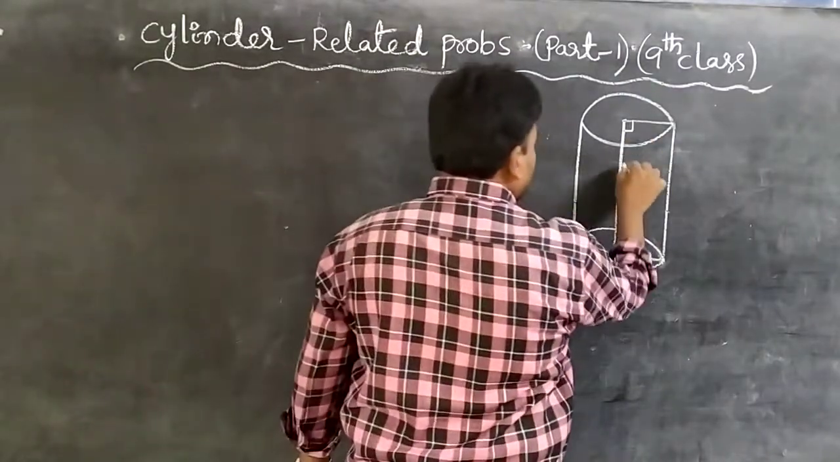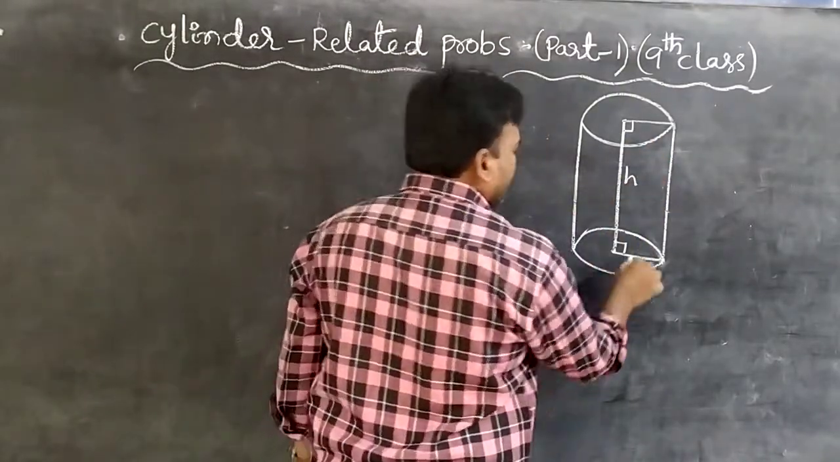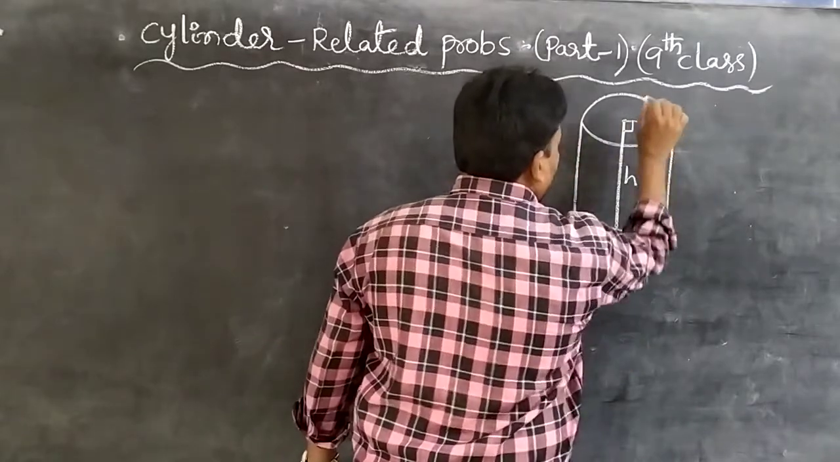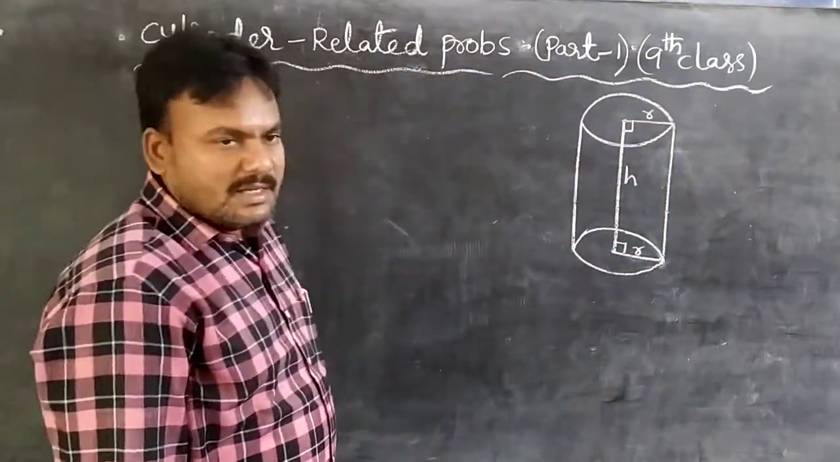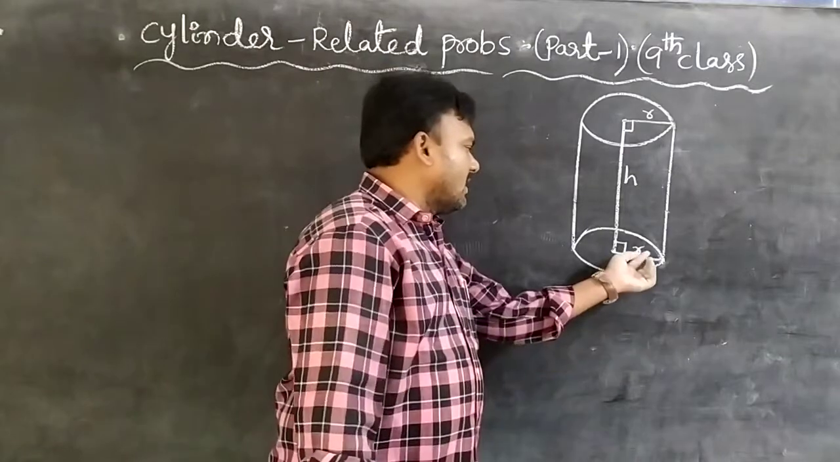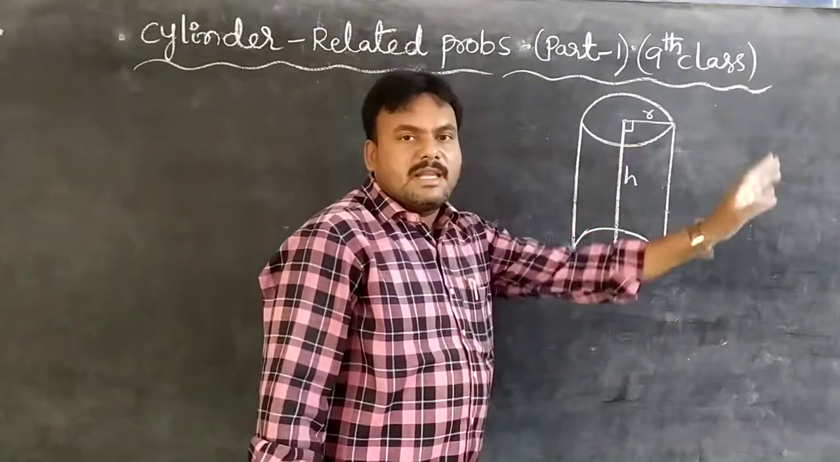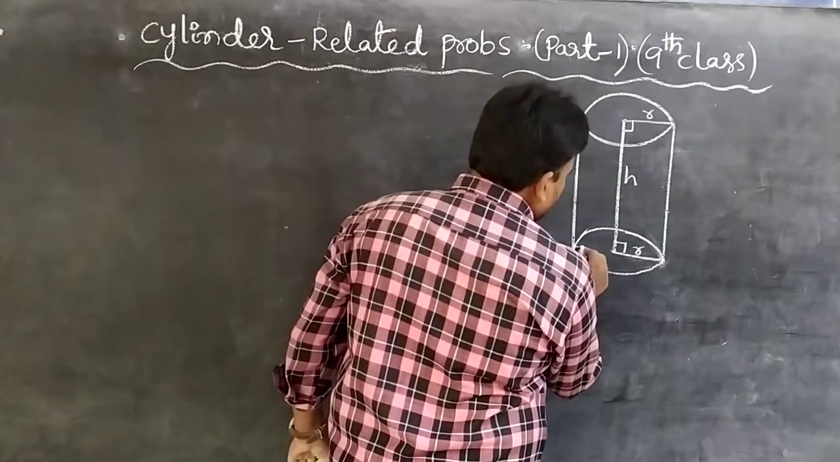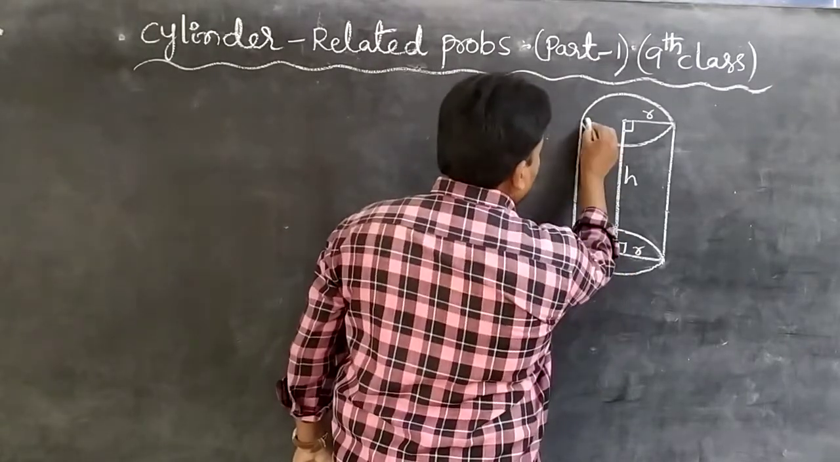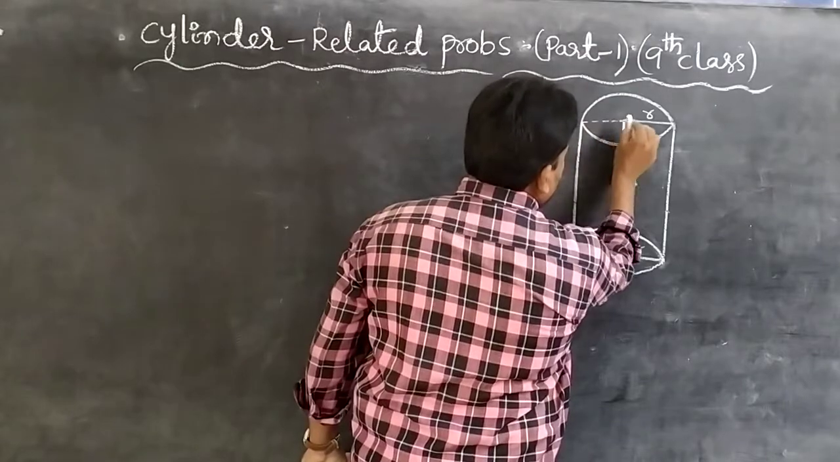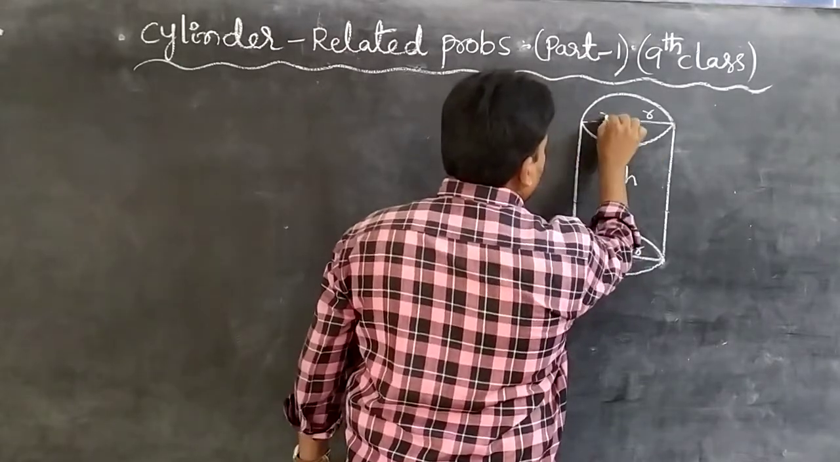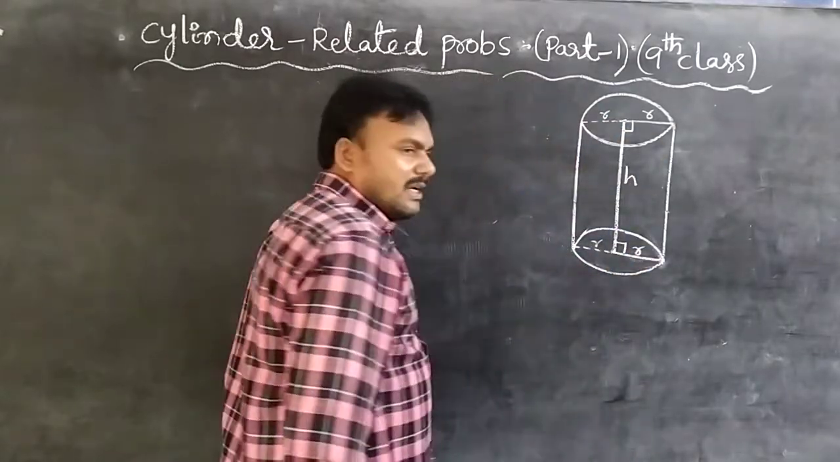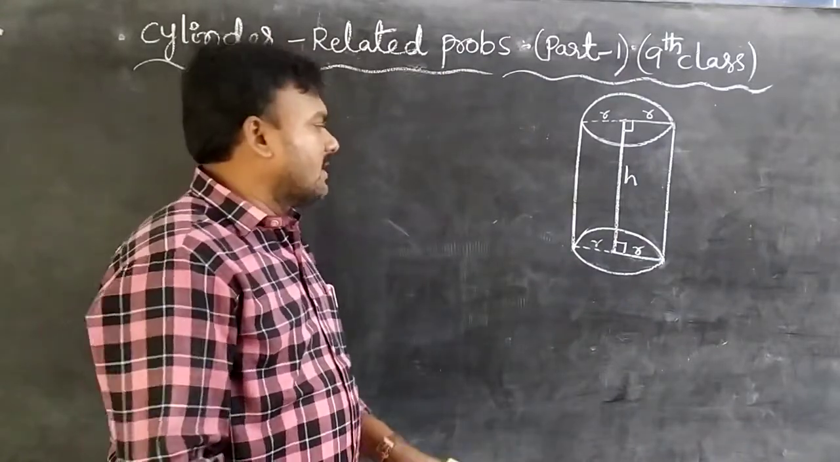So observe carefully, this line segment is represented by H, and this is R and this is also R, students. R is for the radius of a cylinder, H for the height of the cylinder. Here, by joining this, this is the diameter of a cylinder. R plus R becomes 2R. You know that D equals the diameter of a cylinder, students.